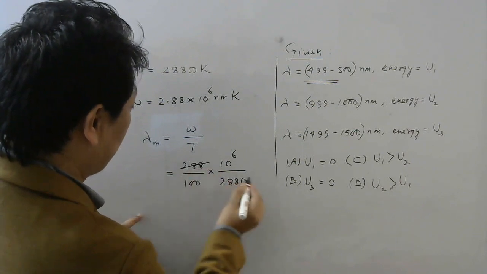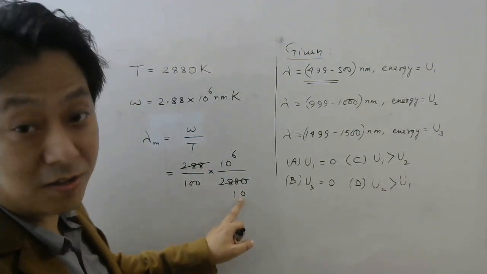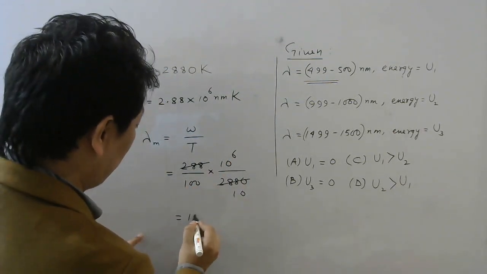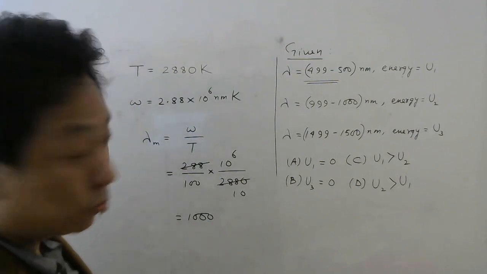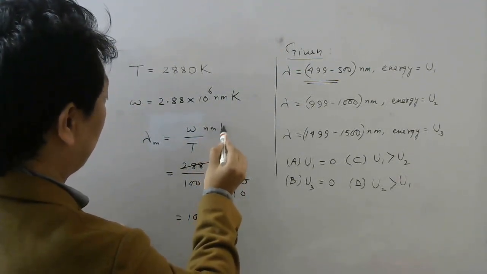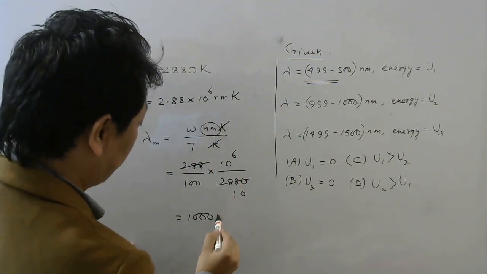2880. So this can be cancelled with this. 10 will be there, 10, 20, 30. So 1000 in the denominator will cancel 1000 here, so you'll be left with 1000. Unit will be what? This is nanometer Kelvin, right? Nanometer Kelvin divided by Kelvin. So the unit will be nanometer.